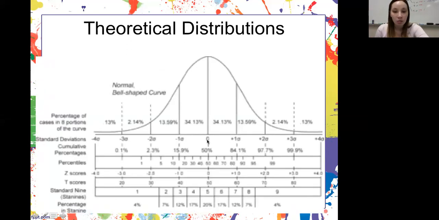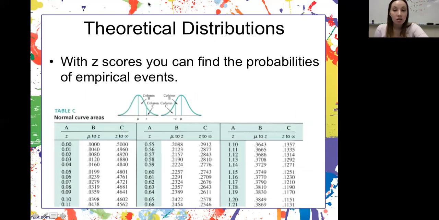So you see here, mean 0, we move in units of 1 away from the mean. So here is a screenshot of our z-distribution. We've got a lot going on here. This is the table that we use to come up with probabilities for our events, for our raw data.